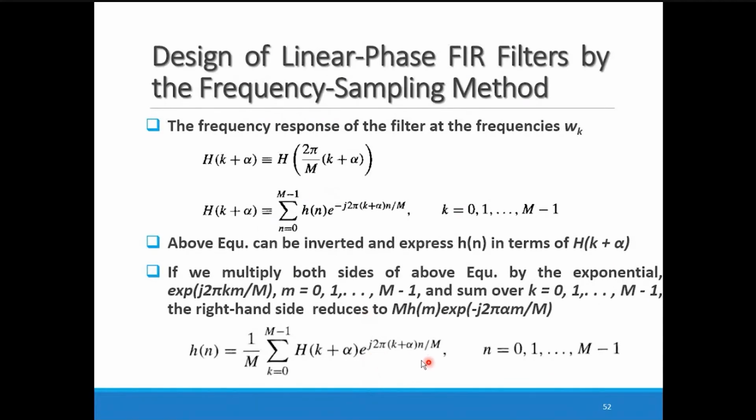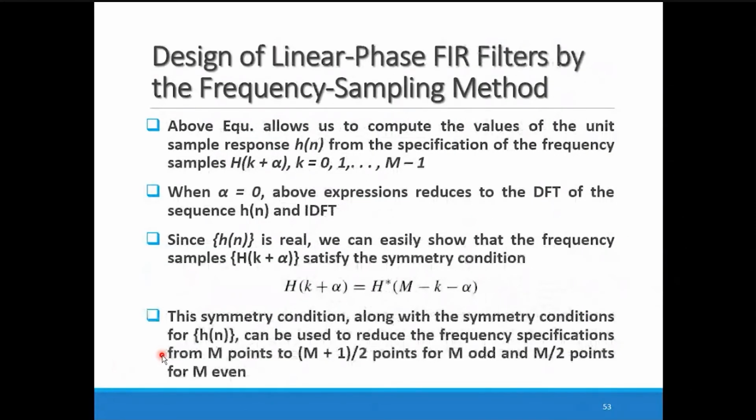So this is how, whatever frequency response is given, you convert that frequency response into the impulse response. Or you can say simply this you can obtain with the DFT equation, and this you can obtain with the IDFT equation. The above equation allows us to compute the values of the unit sample response h(n) from the specification of the frequency samples H(k+α). So as your specifications are given in terms of frequency samples H(k+α), you are able to get the values of the samples of h(n).